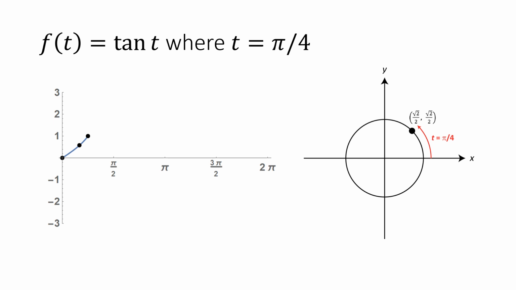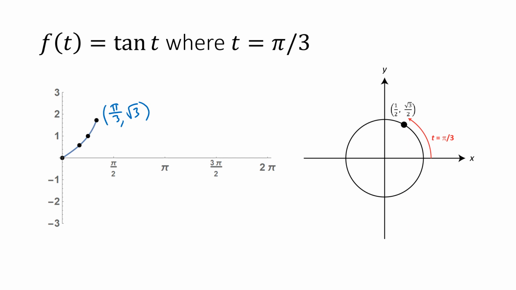At pi over 4, we're at the point square root of 2 over 2, square root of 2 over 2 on my unit circle. The tangent of 45 degrees, the tangent of pi over 4, is 1. So we plot the point pi over 4, 1. At 60 degrees, we're at the point 1/2, square root of 3 over 2. The tangent of 60 degrees, the tangent of pi over 3, is the square root of 3.